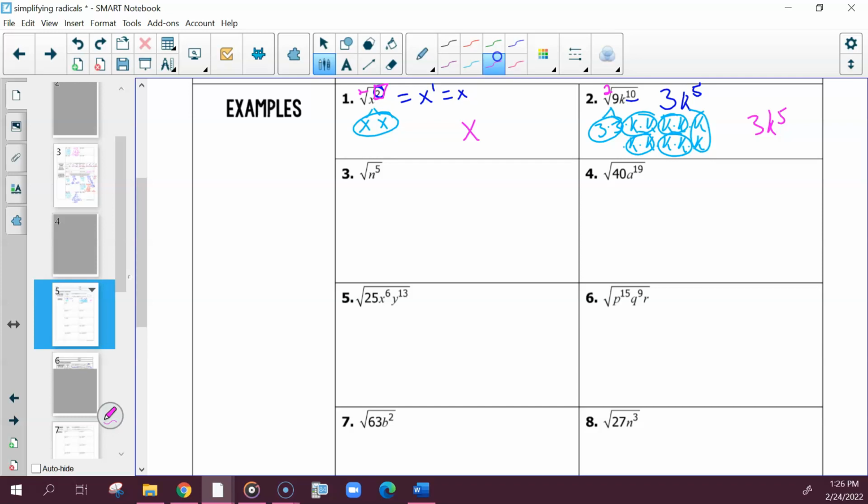Let's get to number 4. So now we have 40, which is not one of our perfect squares, and 19, which is not a multiple of 2. So they're throwing double at us. All right, so that means we have to break down 40 and break down 19. So you could do a mixture of things. You could break it down using factors. You could do the square root test. So many different things.